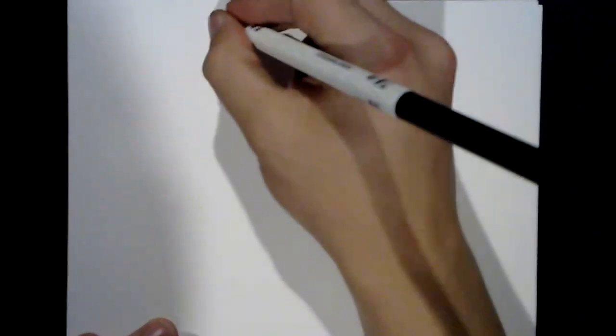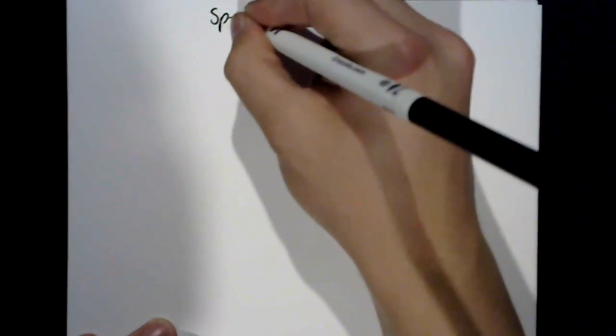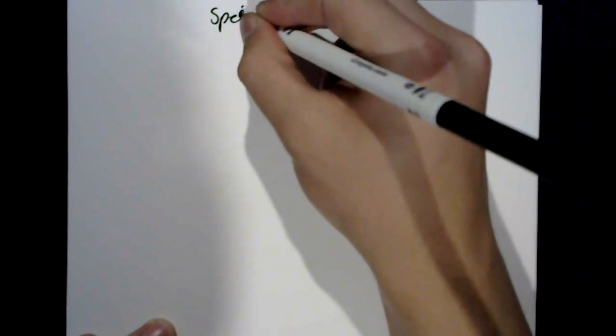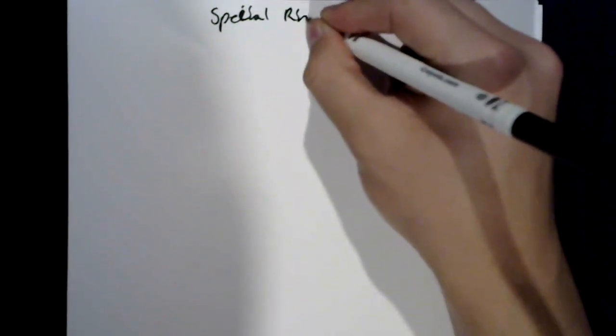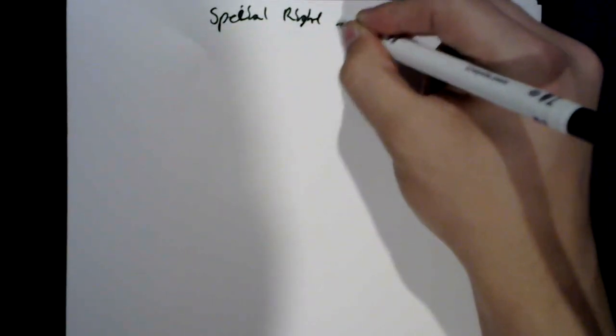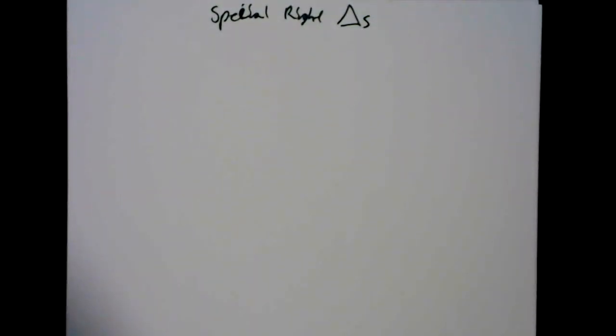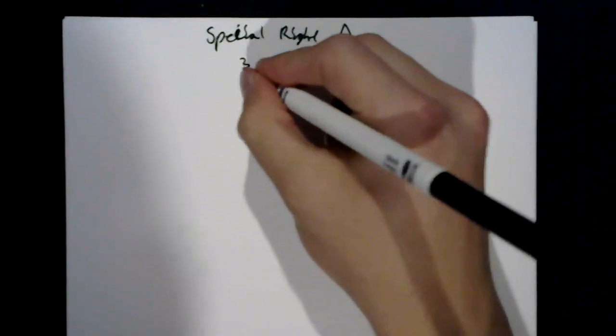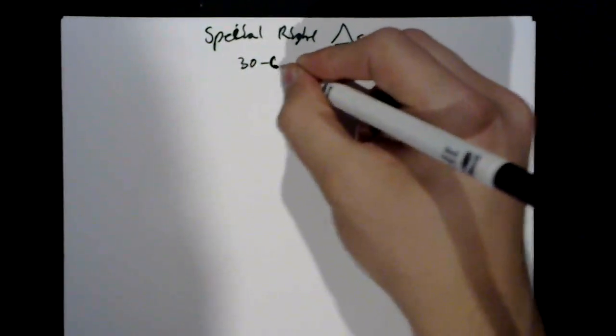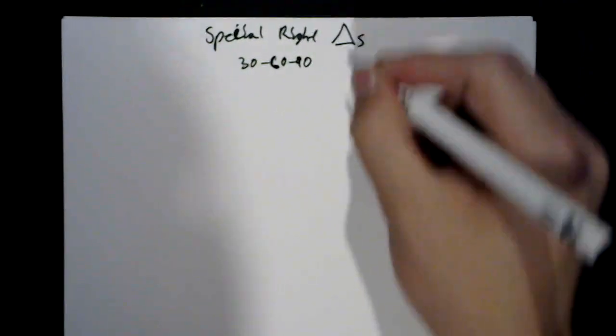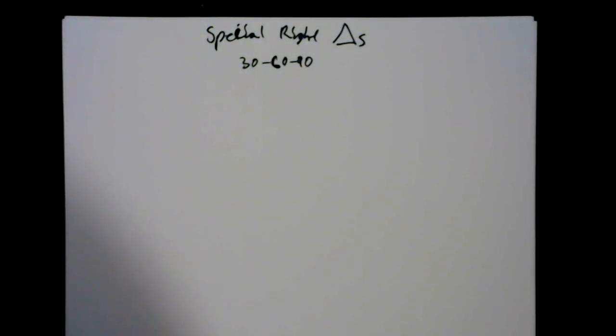Today I wanted to go over special right triangles. Mainly the 30, 60, 90. And we'll go over the 45, 45, 90 triangle here in a minute.